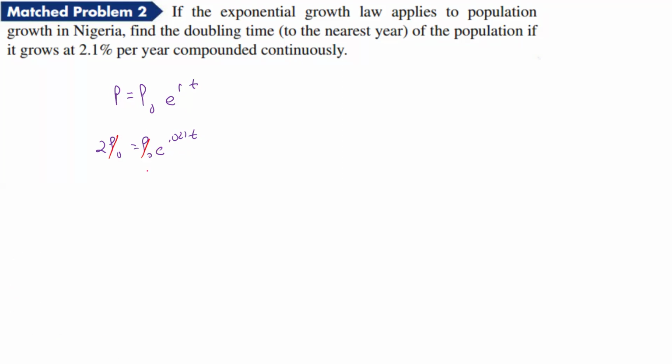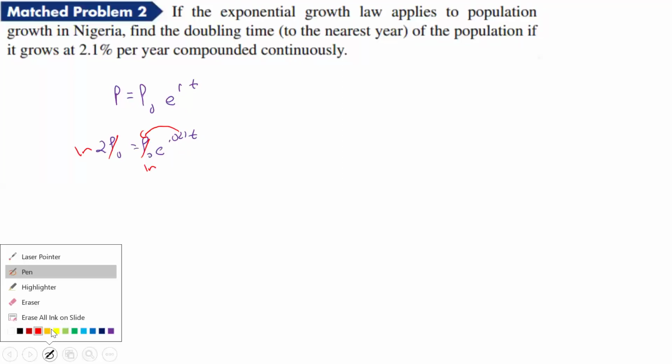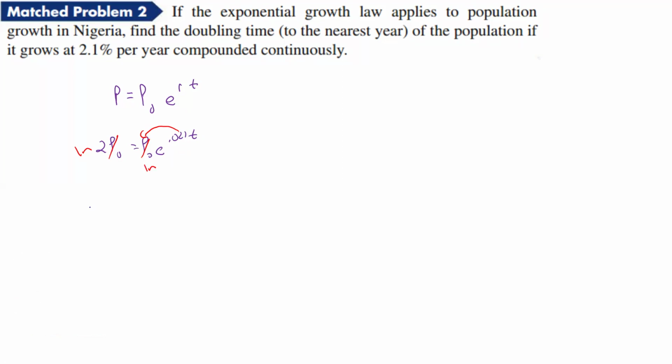Now what we can do is take the ln of both sides, and when we do that, the exponent comes down in front of the ln. And so now what do we have? We have the ln of 2 equals 0.021 t ln of e. Well, ln of e is just 1, so t is equal to the ln of 2 divided by 0.021. And that gives us, to the nearest year, 33 years. And so that would be our solution to this one.